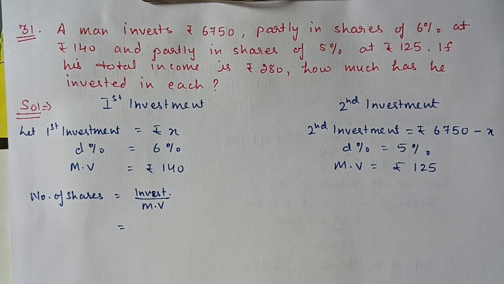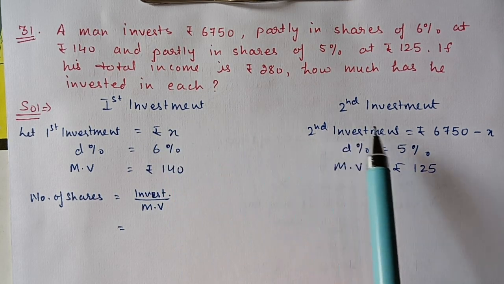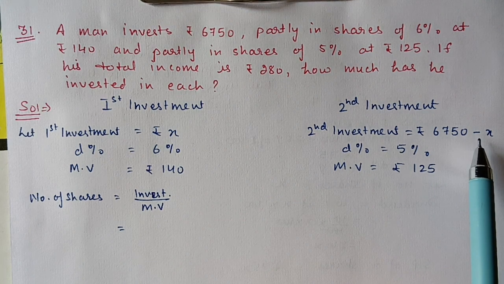Next we have question number 31. A man invests 6,750 rupees partially in shares of 6% at 140 rupees and partially in shares of 5% at 125. If his total income is 280 rupees, how much has he invested in each? So we'll take, let his first investment be x rupees. So another investment will be 6,750 minus x rupees.